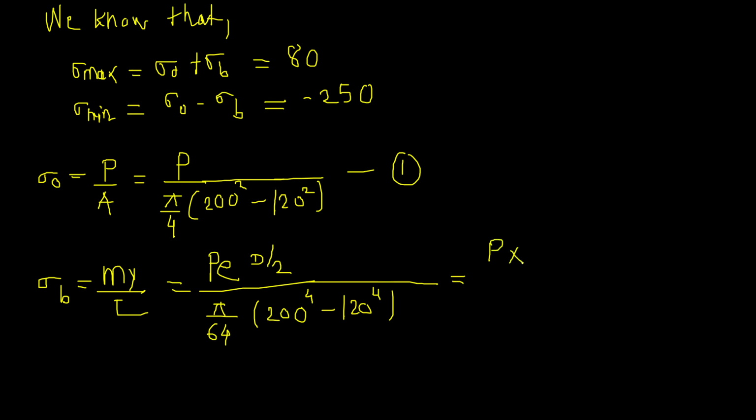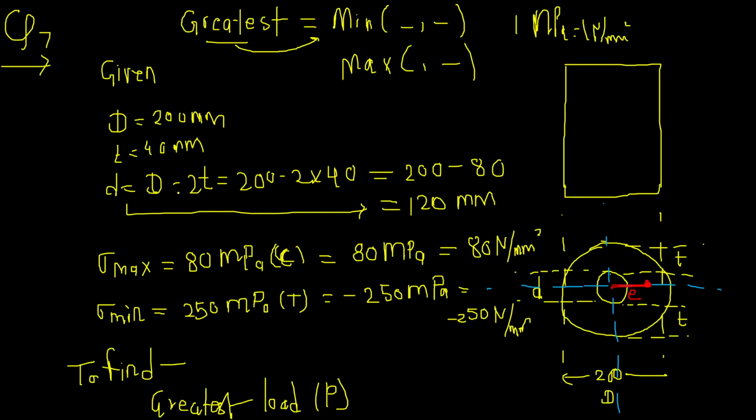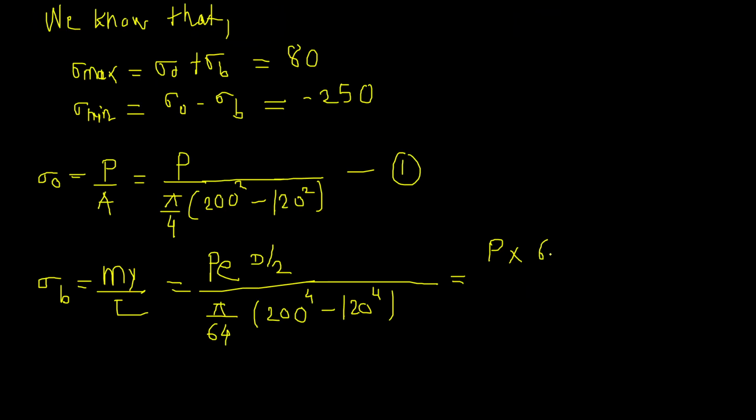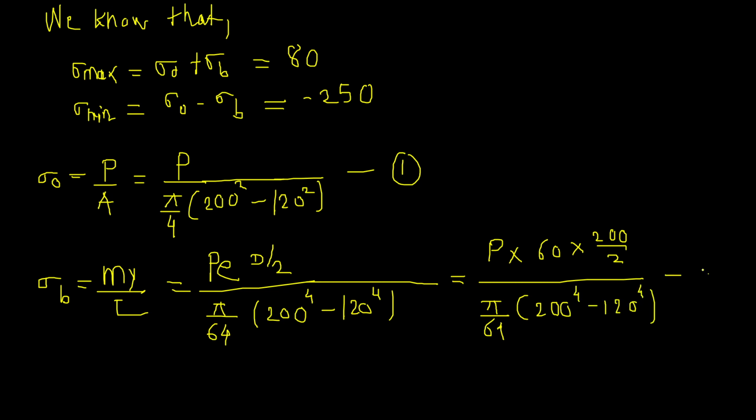P into E value is, okay, E value we have not written in given, so write down the value of E in this given. E is equal to 60 mm. So P into 60 into D by 2, that is 200 divided by 2, divided by pi by 64 capital D to the power 4 minus small d to the power 4. This is equation number 2. ठीक आहे. बघा याला आपण थोडंसं सॉल्व पण करू शकतो. If you solve this then it will be more easy.